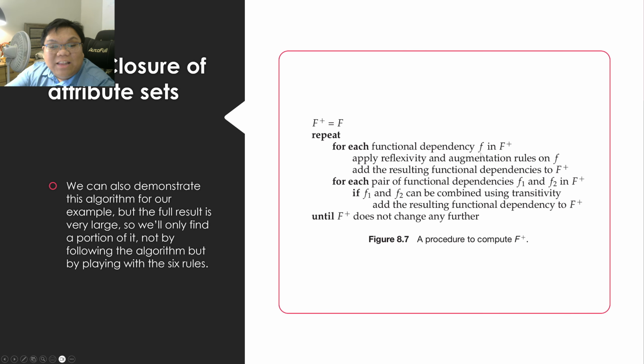We can also try this algorithm here, but if we did that, the closure of F is going to be a very large set. I had to ask AI to help me determine how large this set was, and it was at least 300 functional dependencies, and a lot of them were going to be redundant. So instead of just sitting down and walking through this algorithm, let's just play with the rules of inference and see what other functional dependencies we can figure out just by inferring them from F.